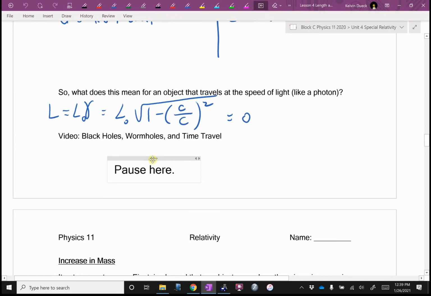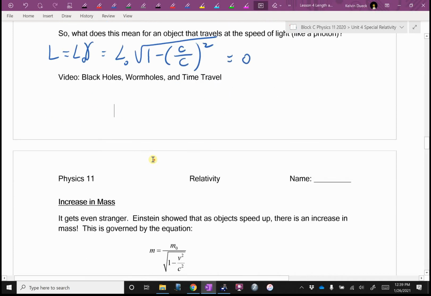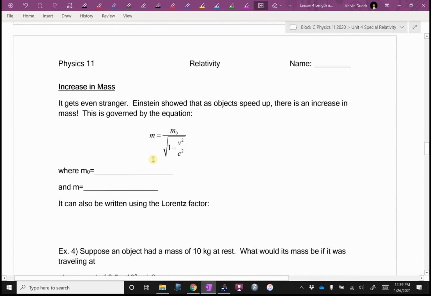I showed you the possible way to travel into the past by towing a wormhole near a black hole. Very far-fetched, but mathematically right now, there's nothing against it. Probably once we learn more physics, we will find that you can't do it. The third one gets even stranger, but cooler. I'm not going to prove this one. Einstein showed that as objects speed up, there's an increase in mass.